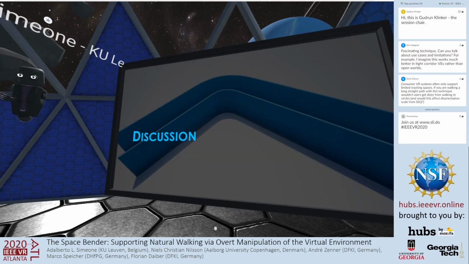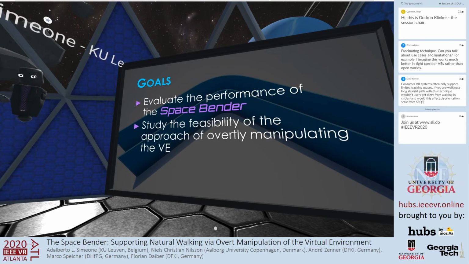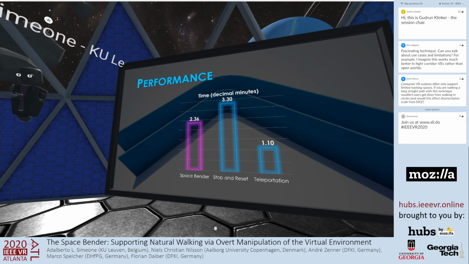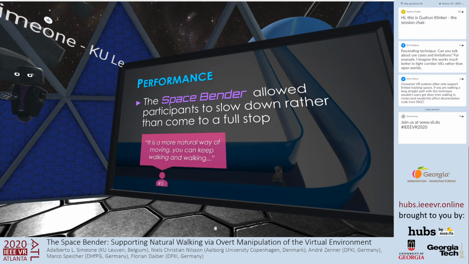So what does it mean for use in VR applications? I want to remind that, more than evaluate the performance and propose this as an alternative form of locomotion, we wanted to actually understand whether this form of overt manipulation of the virtual environment was a feasible approach. And we think that this is both efficient, but also something that can be used, because participants didn't find any major problems. They could just slow down rather than come to a full stop.